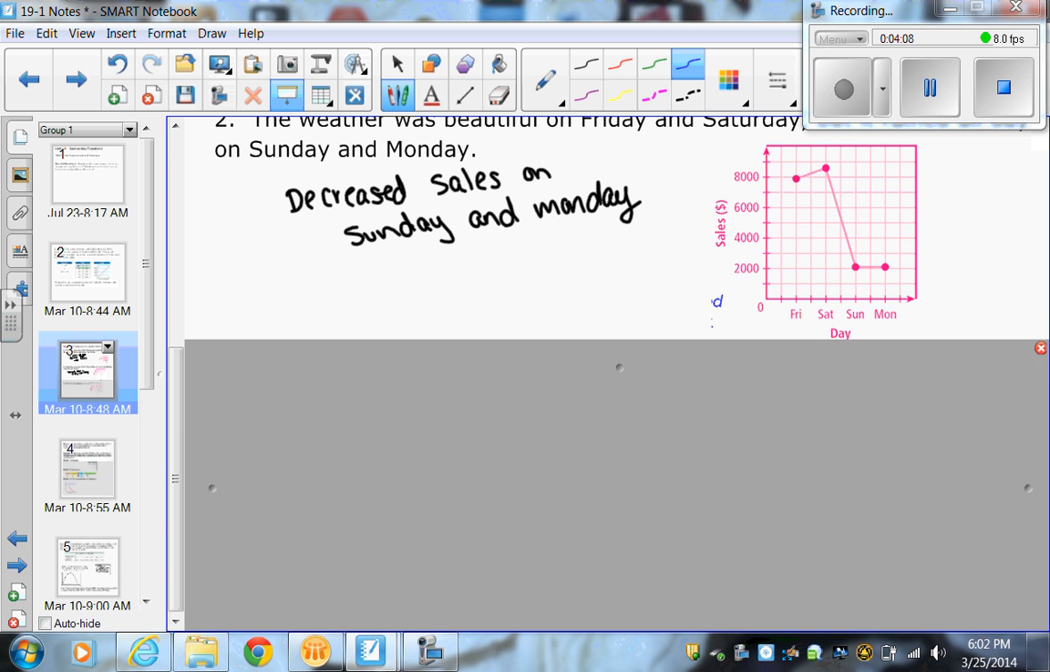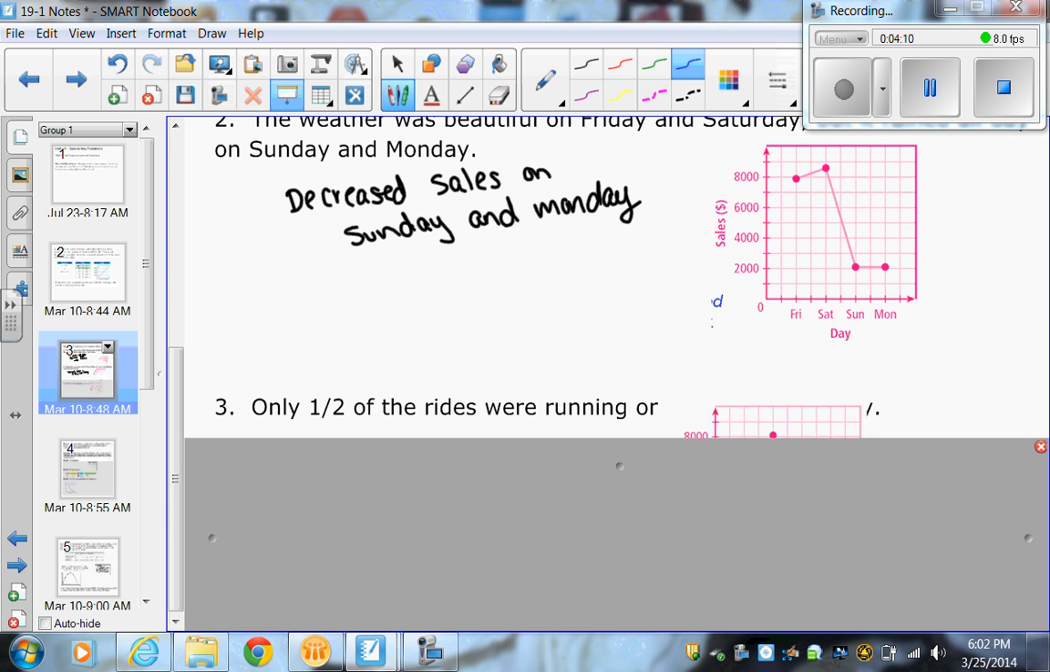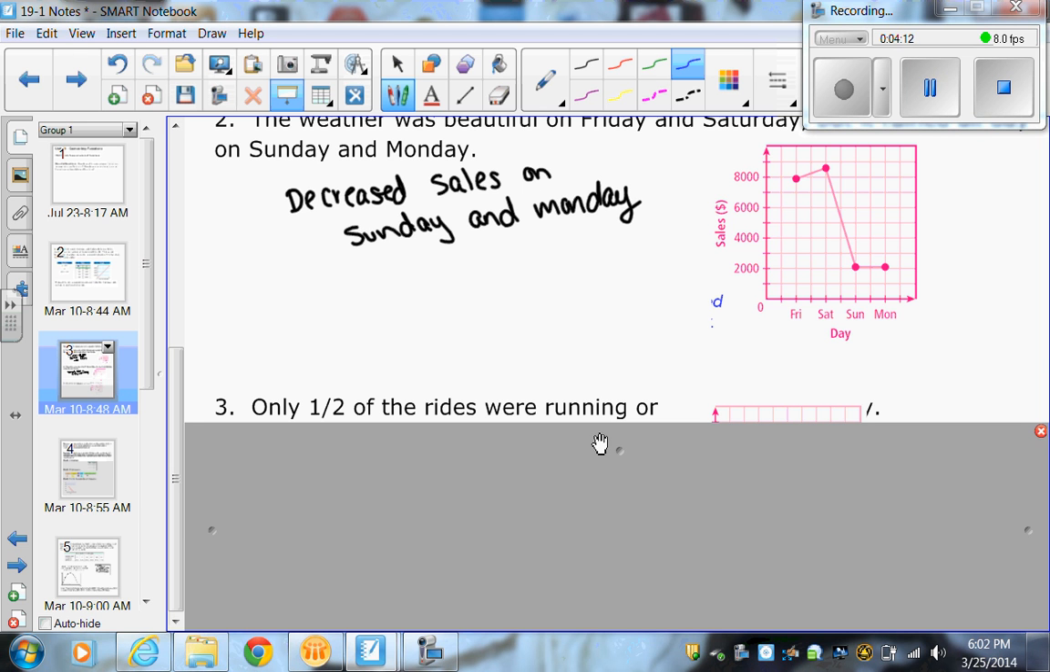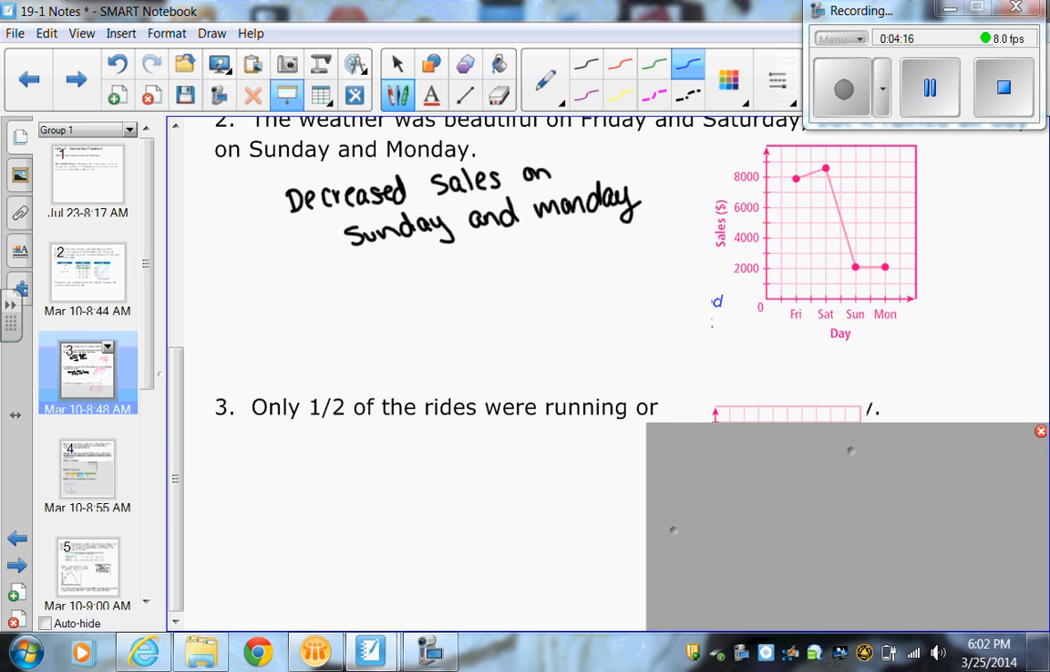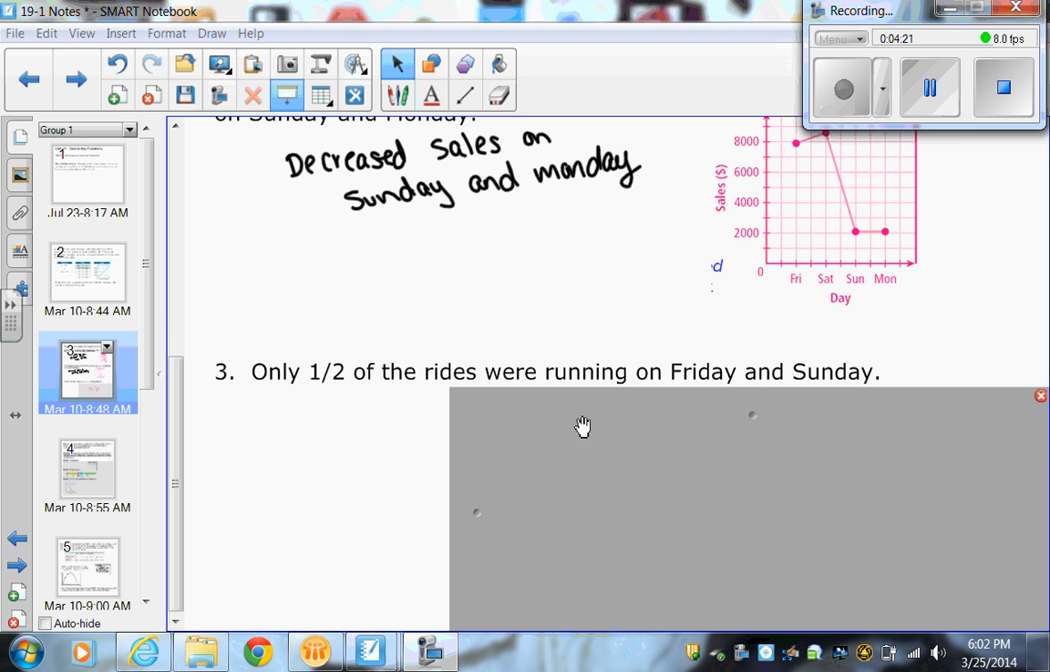Let's try one more. Okay, so the last one says only half the rides were running on Friday and Sunday. So that tells me on Friday you're probably going to have a decrease in sales, and on Sunday you're going to have a decrease in sales.